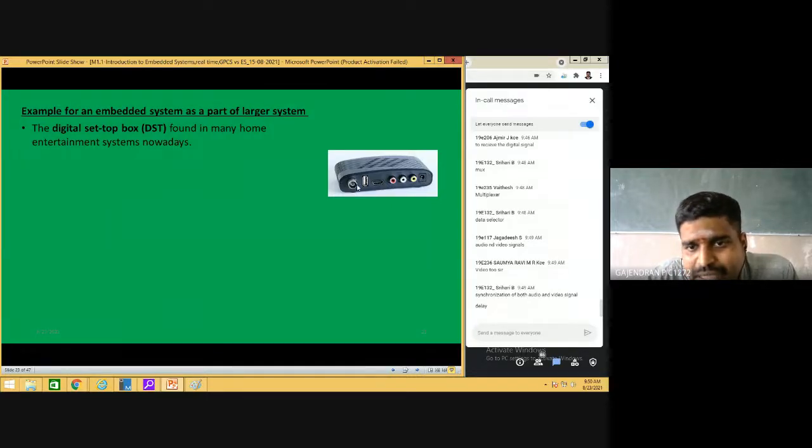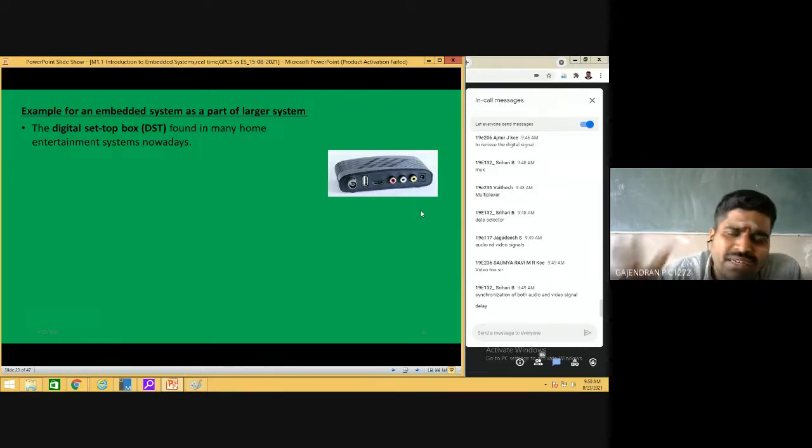It receives channels from the dish, and it also requires a power supply. This is your power adapter. Whatever signal is received using your TV remote or the buttons in front of the box, accordingly it will deliver the channel.